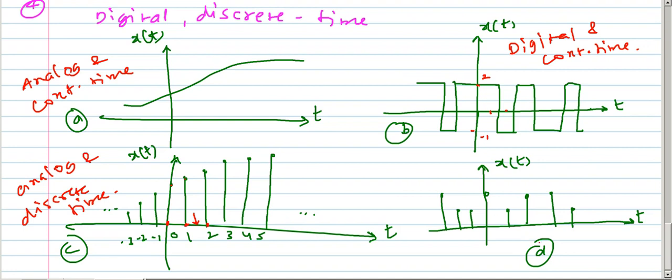And in this last case, the time axis is discretized, which means it is defined only at fixed instants of time. So this is a discrete signal. And look at this vertical axis, since it can have only two possible values, 2 and 1, this is a digital signal. So this is digital and discrete time. So this is a digital and discrete time signal.